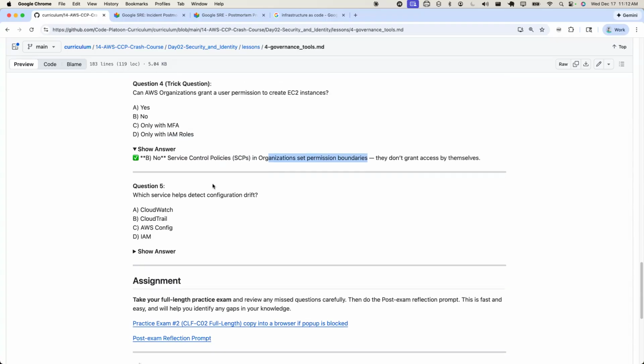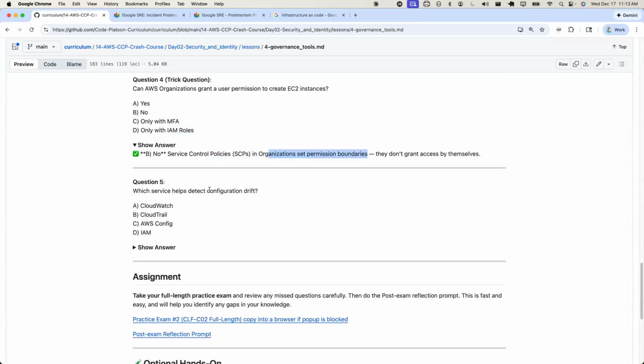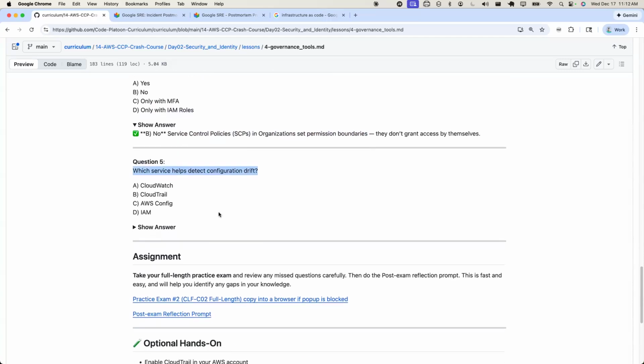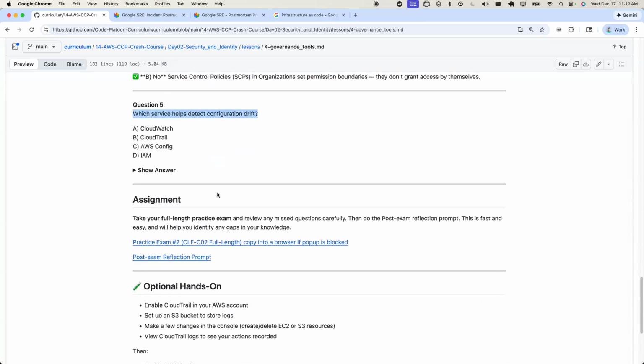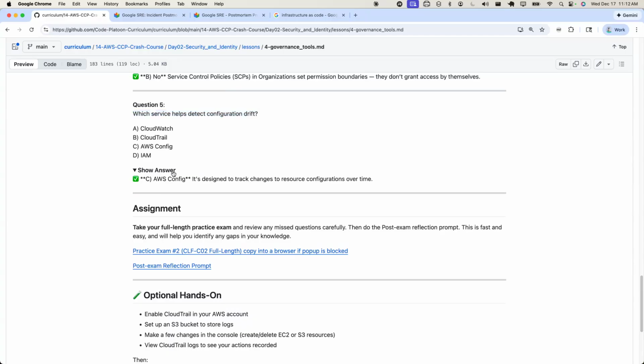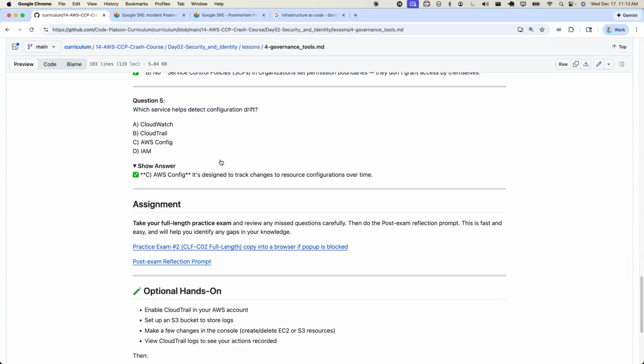And then finally, Cricket, what service helps detect configuration drift? That's the last one you explained about. Config, C. Yes, sir. Thank you, and good job.